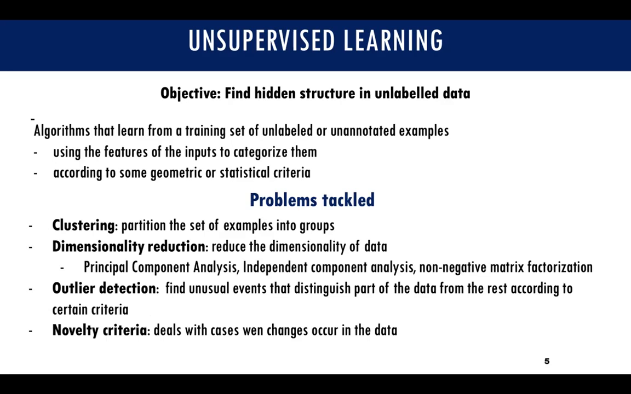Problems that can be solved include classification in general. You can use it also to reduce dimensionality, okay, to find which are the actual variables that are representative with respect to an observation. That's also an application of unsupervised learning, as are outlier detection or a novelty criteria. Okay, so that's the kind of problems that can be tackled with unsupervised learning.